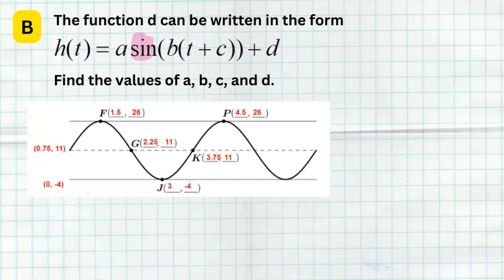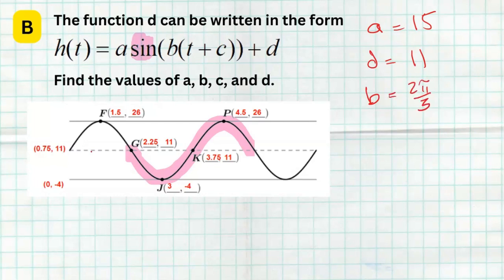So you might say, oh, I see a sine curve right here, starting at its midline, going down and going back up and then back to the midline. That would be a sine curve. All right, what does not change? Well, the amplitude is still how much we go up and down from that midline. That's still 15. The midline is still 11. That does not change. My period is still 3, which means my b value is 2 pi over 3.